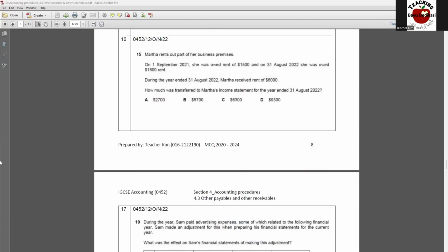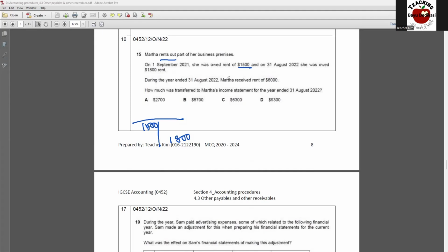Question 16. Martha rent out part of, that means this is the income. On 1st September, she owed rent of 1,500. So this is the beginning of the year. Owed means income owing is an asset. So in the debit side, balance BD. And end of the year, she was owed 1,008. This is balance CD, 1,008. This is balance BD, opening balance.